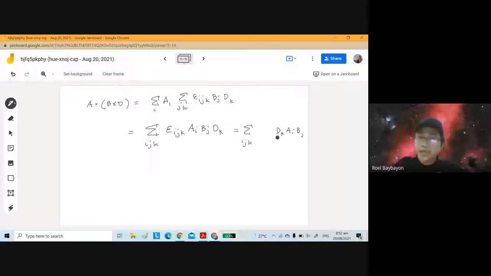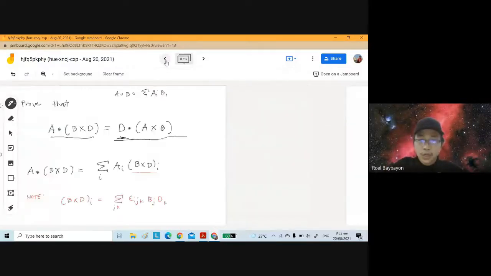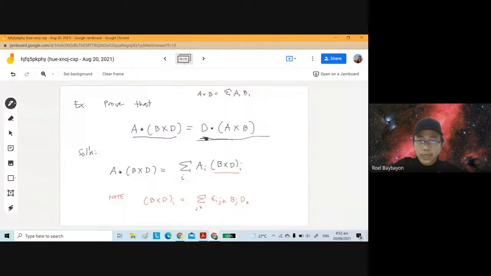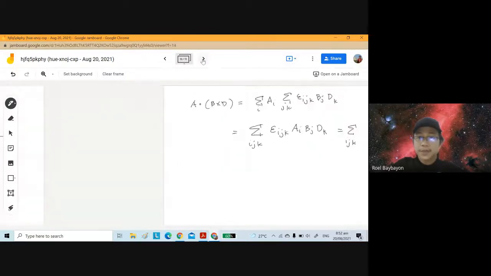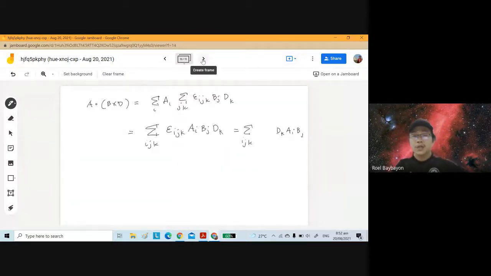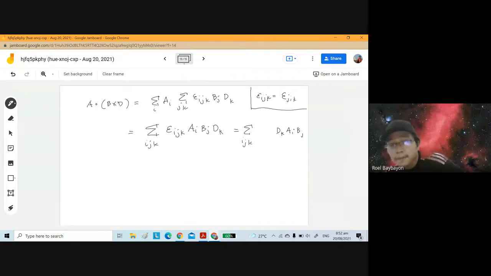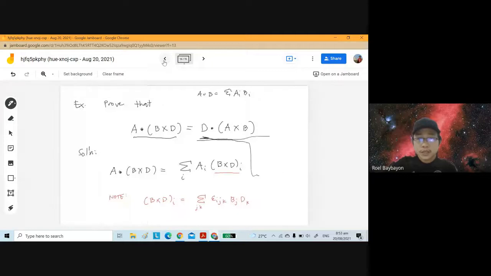The index of A is just I, right? But I will arrange it so that I can get the term D cross A B. Now, for epsilon IJK, I put it here. Epsilon IJK is equal to epsilon JIK, right? Which is equal to positive 1. Correct?